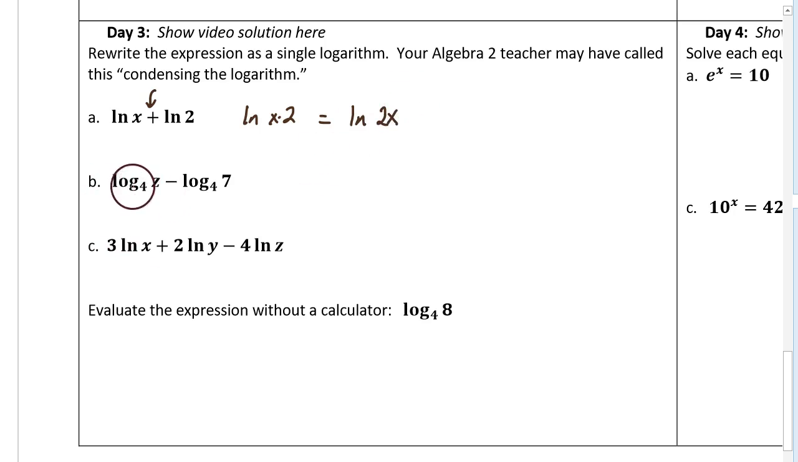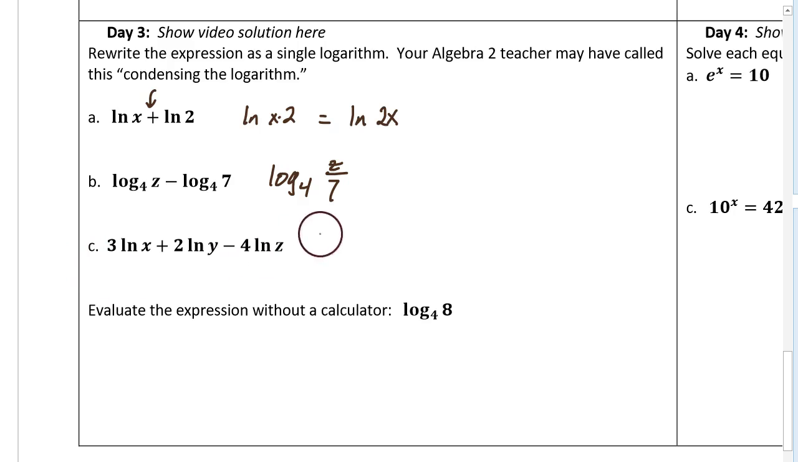Question B, log base 4 of z minus log base 4 of 7. This time this can be rewritten as log base 4 of z divided by 7. So a sum of logs converts into a product, and a difference of logs converts into a quotient.